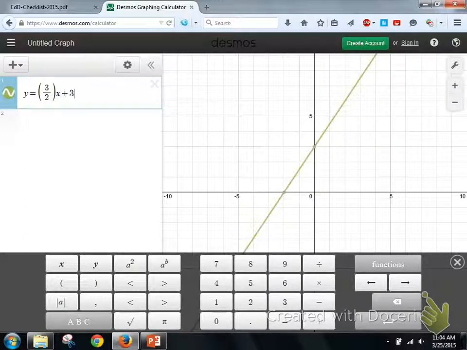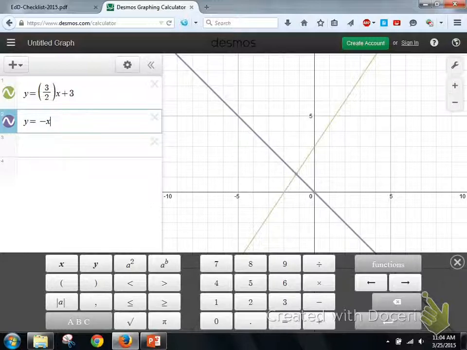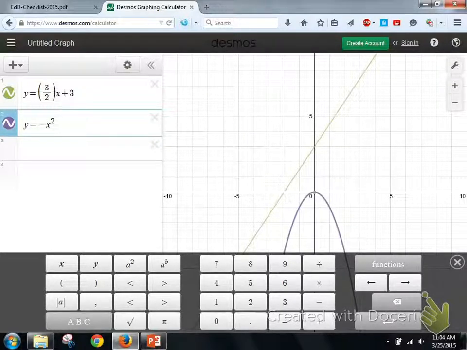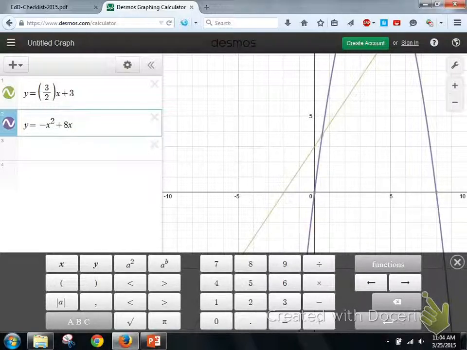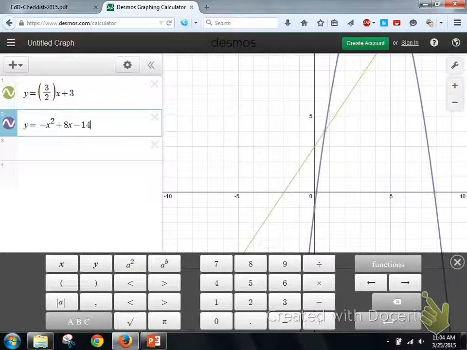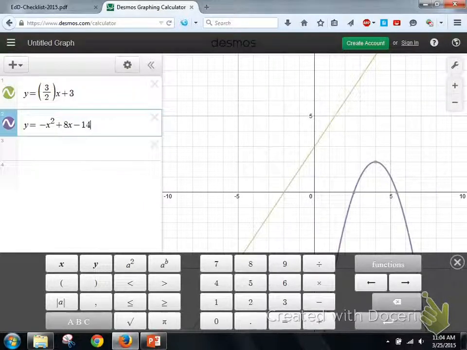Second graph. Okay, what's the second graph? Y equals what? Negative x squared plus 8x minus 14. I hope this works. Oh, let's just pretend it was minus 4. Okay, I'm going to change it to minus 4.